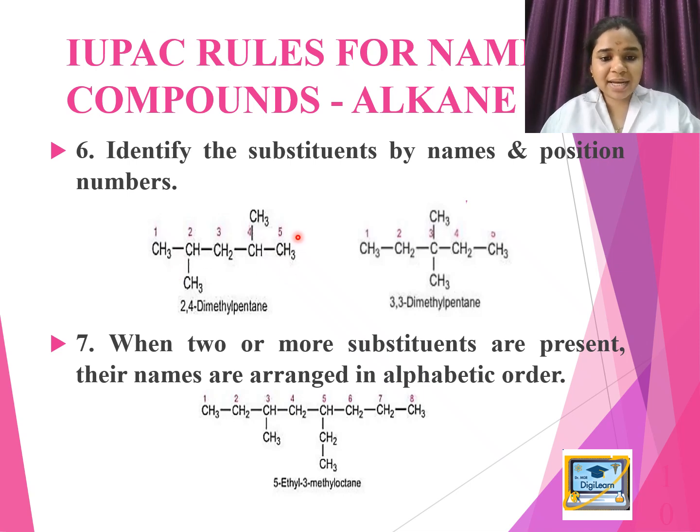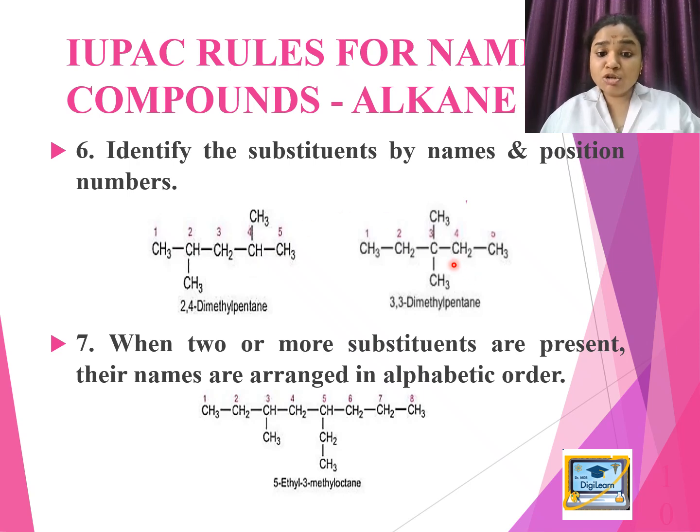Here is the longest chain. 5 carbon atoms are present in the parent chain. So the root word is pent and the saturation part is ane. All are single bonds. So pentane. Now look at the substituents. What are the substituents present? Name the substituents by indicating their positions. Two substituents are present and both are methyl groups. Note down position number 2 and position number 4. So how can we name it here? 2,4-dimethyl pentane.